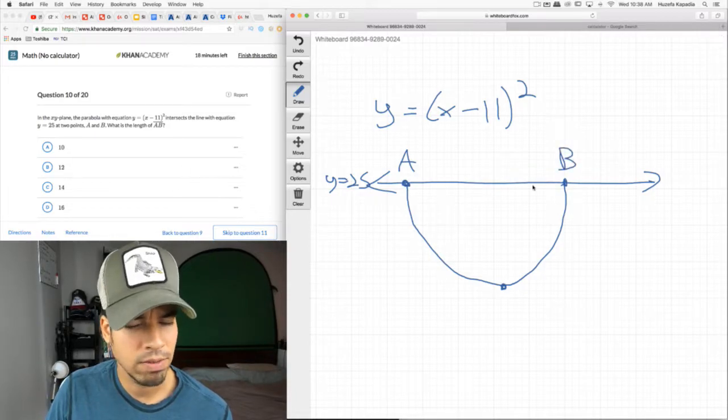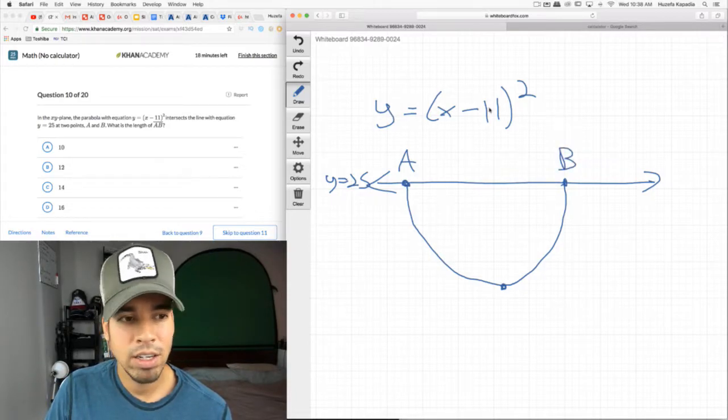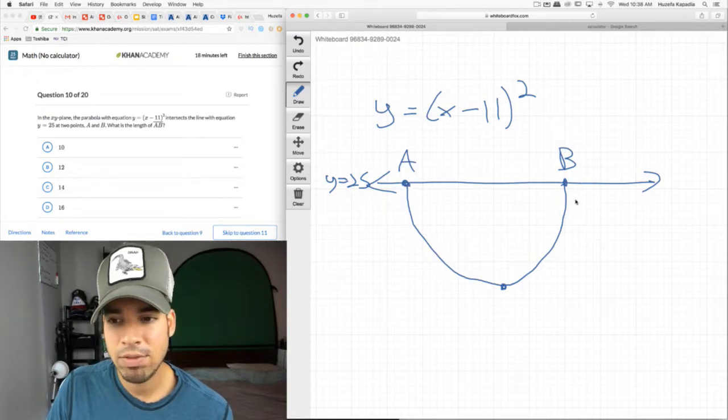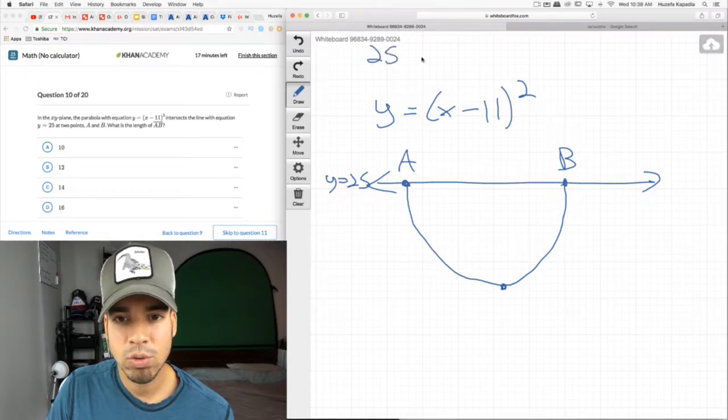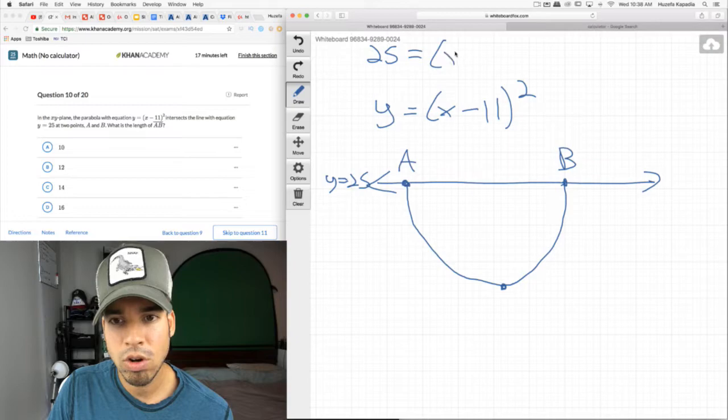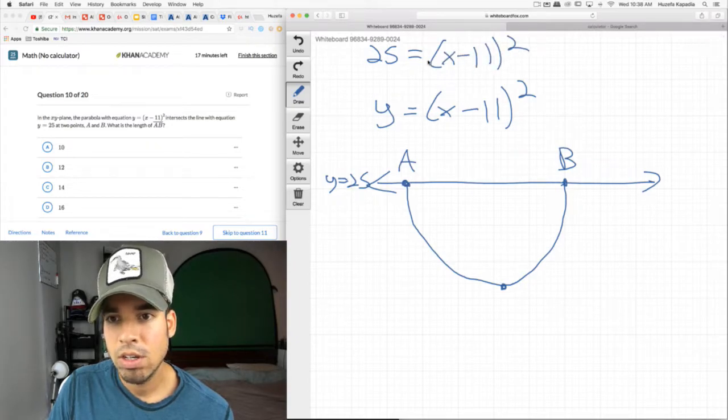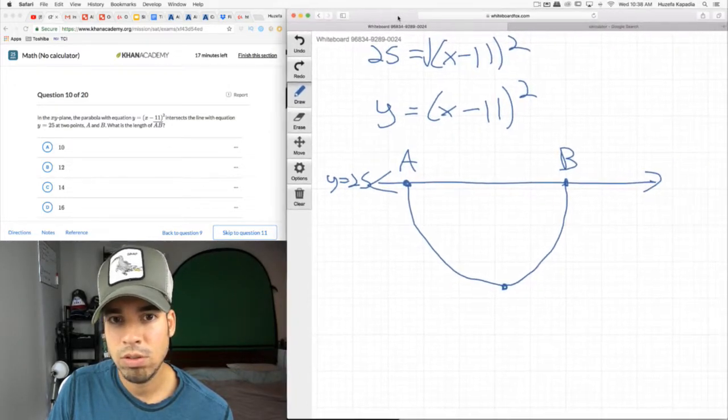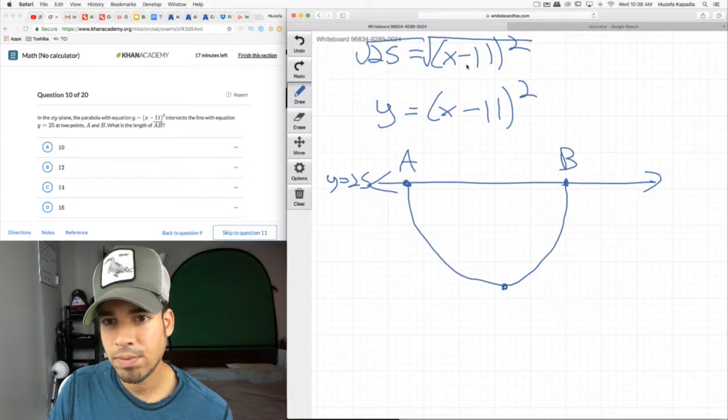What's the length of this equation? Well, I know that y equals 25, but we don't know these x values. So we can plug in 25 and solve for these x values. So how do we solve? We take the square root of both sides, and we'll get two answers.